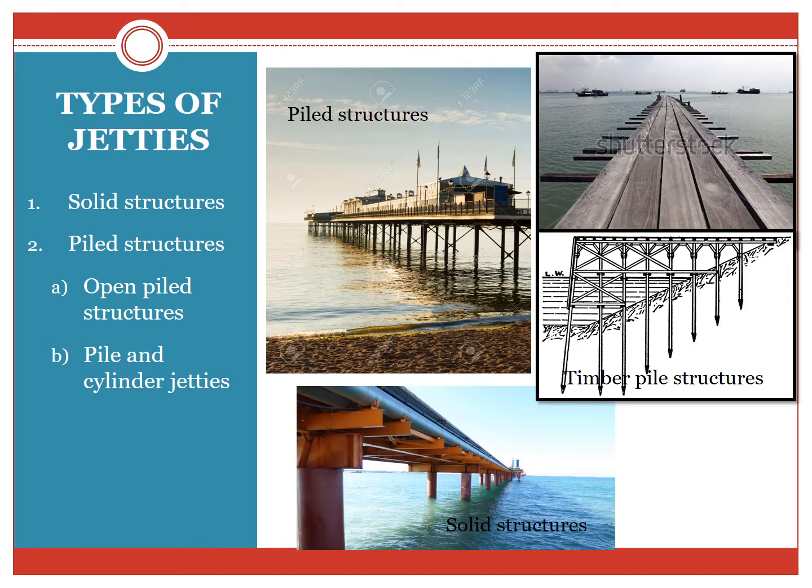Some of the types of jetties. Now, jetties are classified into two: solid structures and pile structures. In the bottommost figure, you will see the solid structures. These are supported by the piers, or you can say the vertical piers. This is known as a solid type structure. Pile structures may be open pile structures or pile and cylinder jetties. In the pile structure figures, you can see the open type pile structures, and these may be of two types, timber pile structures and steel pile structures.